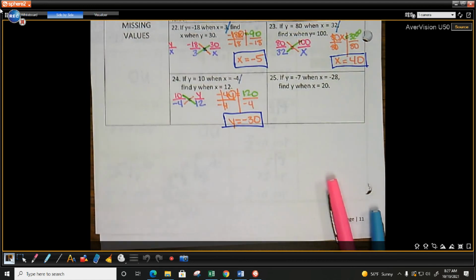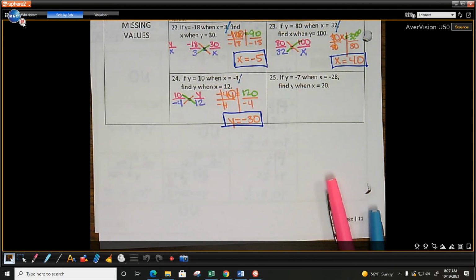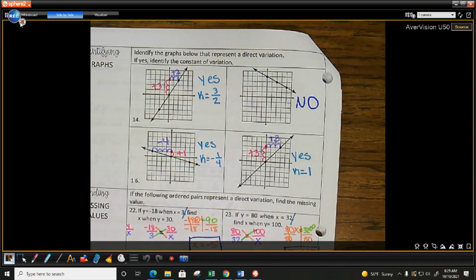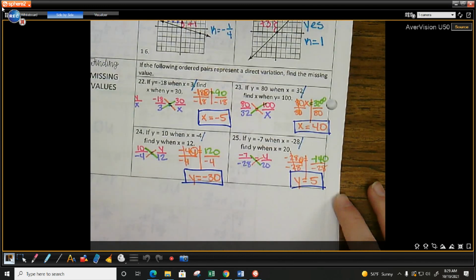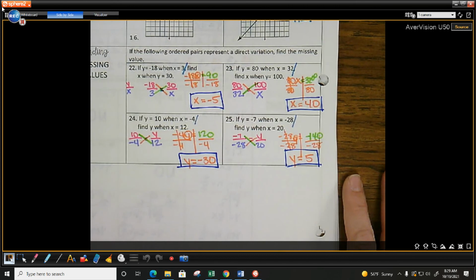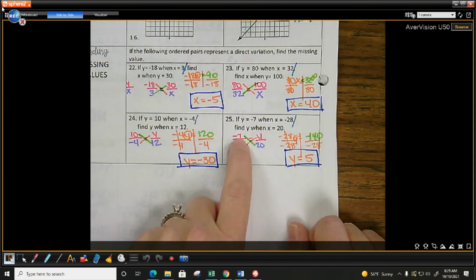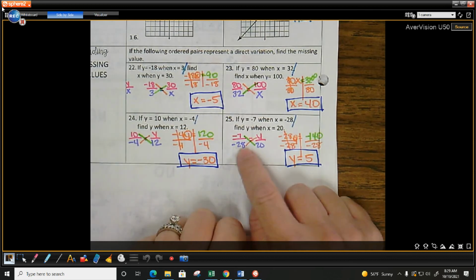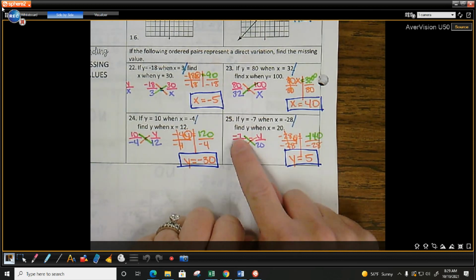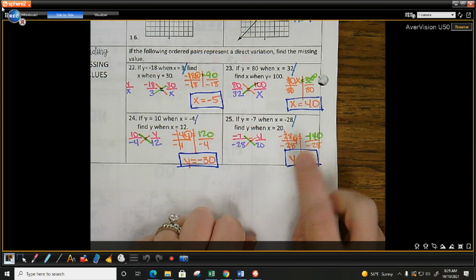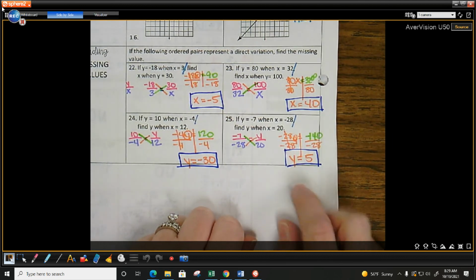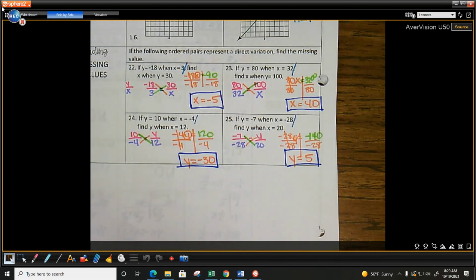Okay, I want you all to try the last one on your own. Try 25 on your own. Okay, so what did we get for our y value, guys? 5? Very good. So you do negative 7 over negative 28 equals y over 20. Cross multiply and you get negative 28y equals negative 140. Divide both sides by negative 28 and we get y equals 5.